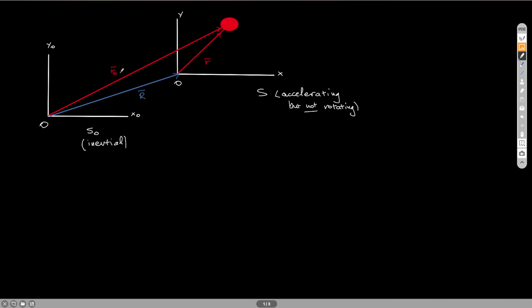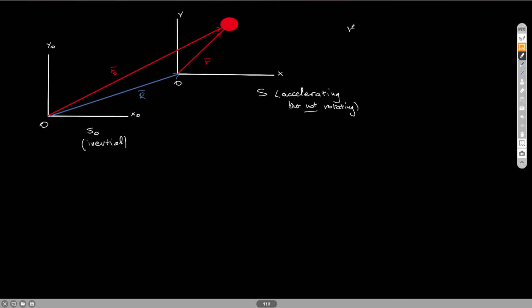With r sub 0, with r naught, I'm showing the position vector of my object with respect to the inertial frame of reference. With the vector r, I'm showing the position vector of this object with respect to my accelerating frame of reference. And then with the capital R, I'm showing the position vector of the origin of the accelerating frame of reference. Now, let's see, what's the relation between those three vectors?